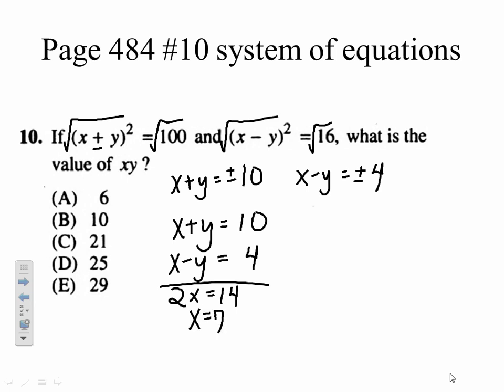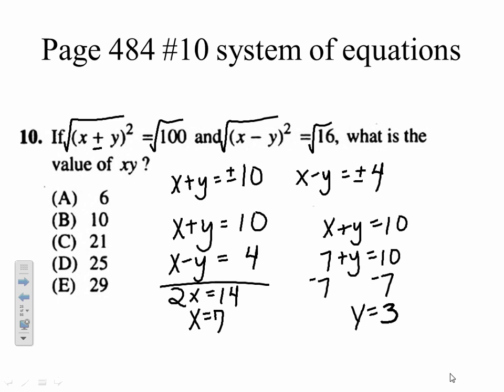And then you could plug that in. So x plus y equals 10. You can plug in 7 here. 7 plus y equals 10. So then you know that y is 3. So then xy will be 3 times 7, which is 21.